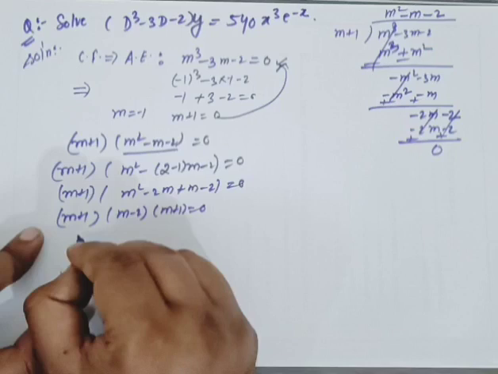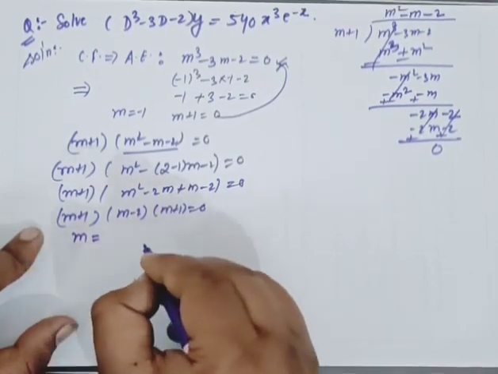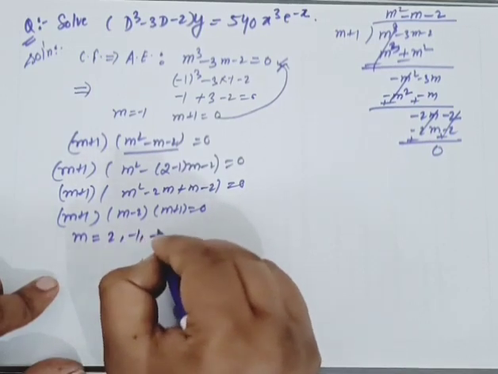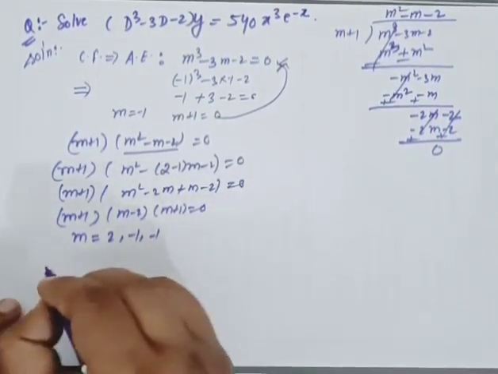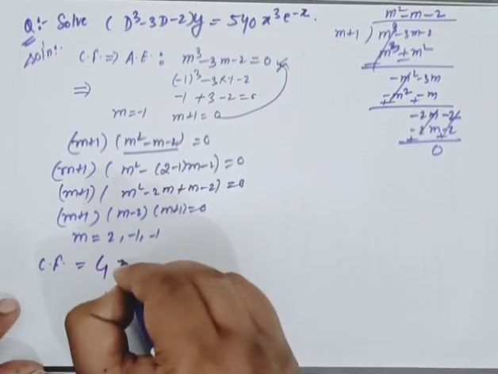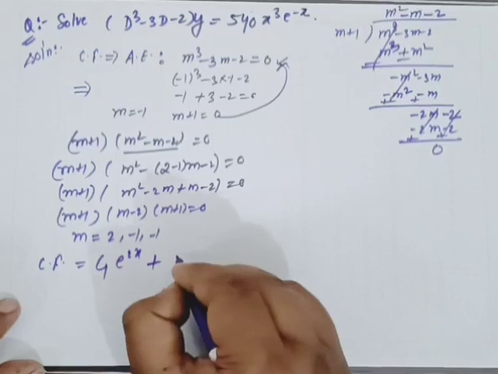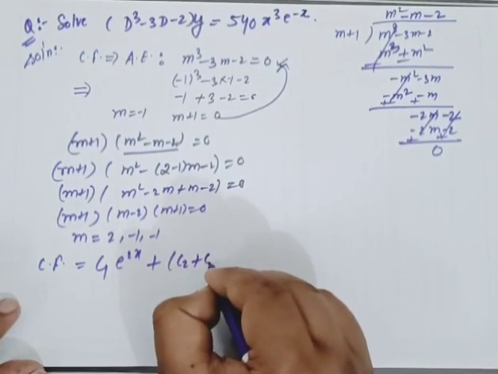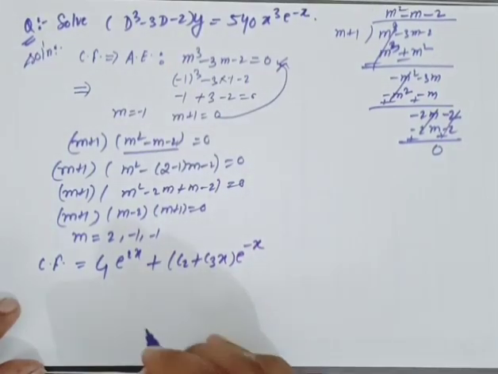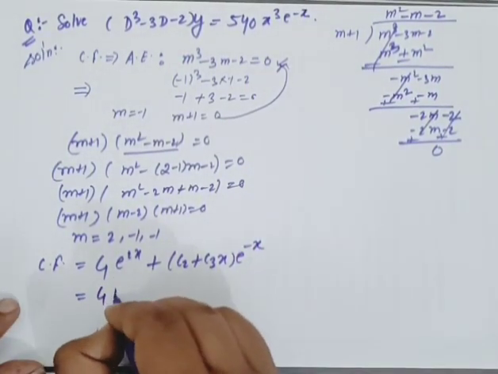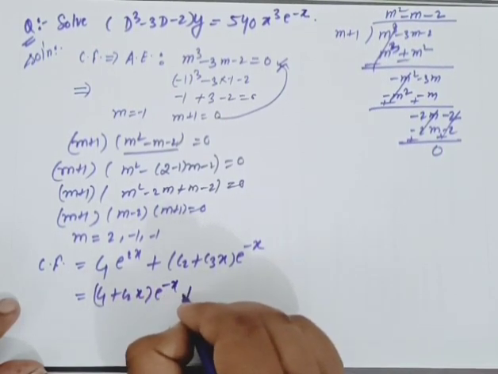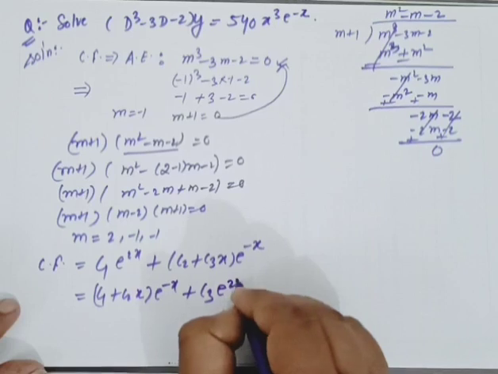So the 3 values of m are 2, minus 1 and minus 1. Minus 1 is repeating and 2 is distinct. So what about the complementary function? It will be c1 e to the power 2x plus c2 plus c3x e to the power minus x. Or you can also write it as c1 plus c2x e to the power minus x plus c3 e to the power 2x.